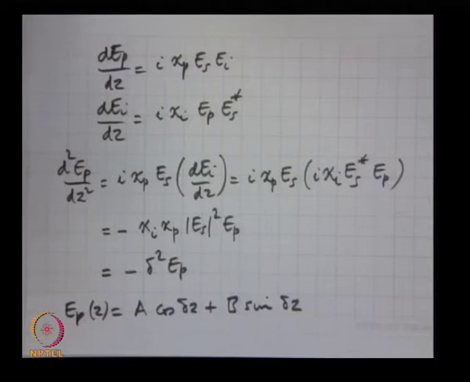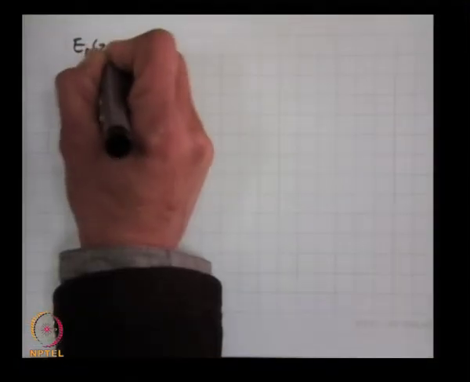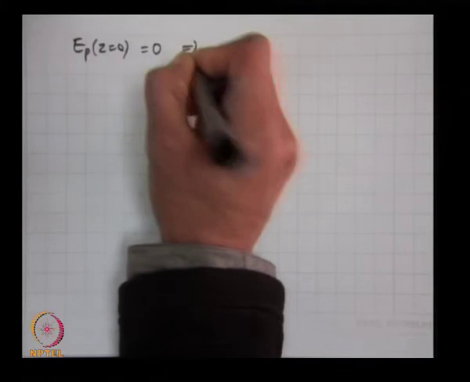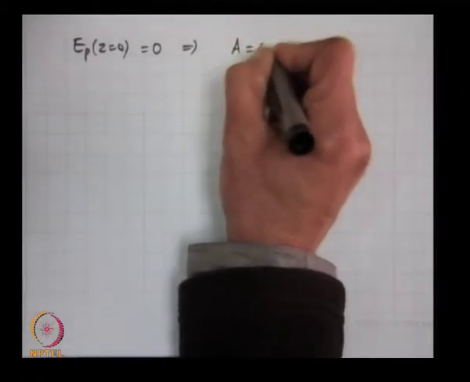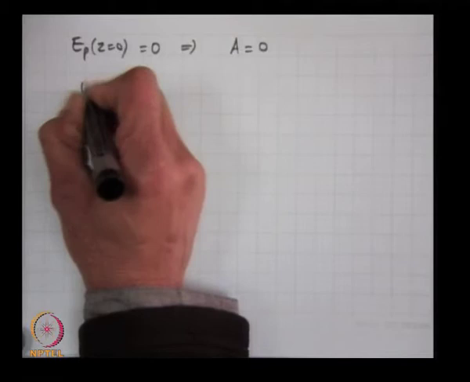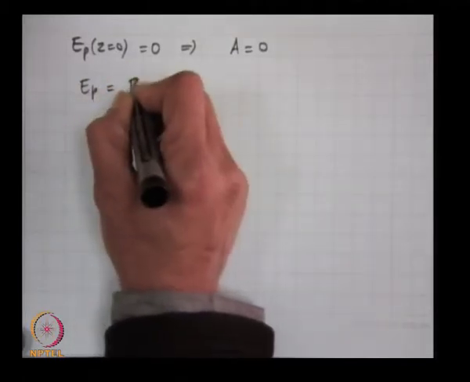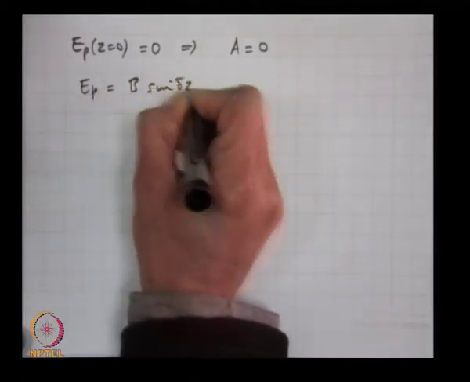So how do I find out the constants A and B? I have the initial conditions. Ep of z equal to 0 is equal to 0, because I am only coming in with the signal and the idler. So Ep is equal to 0 at z equal to 0, which implies A is equal to 0. So the solution is Ep is equal to B sine delta z.